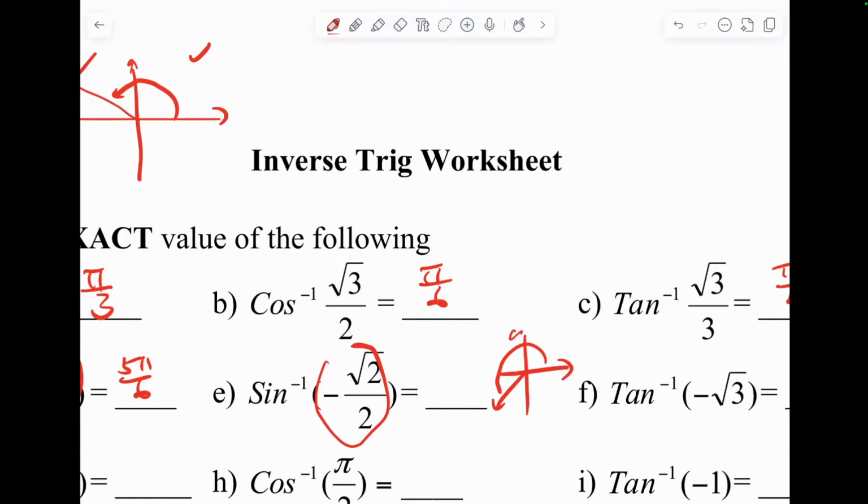Gia, can you tell me the problem? Sine can only be in quadrant... Quadrant what? 1 or 4. 1 and 4. So you cannot get past this line. If you go to here, you die here. So you have to go to the other side that gives you the same value. So what would that be, Jasmine? So going this way to here, in terms of pi over 4, what would it be? Yes. Okay.